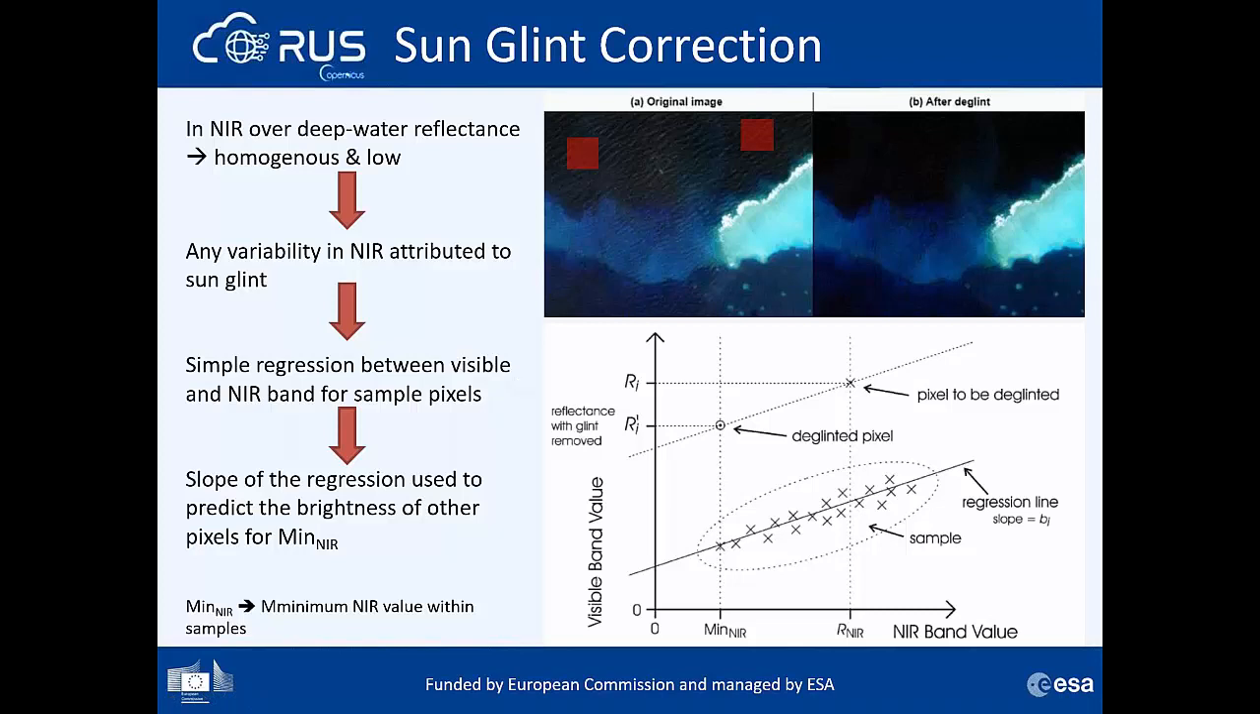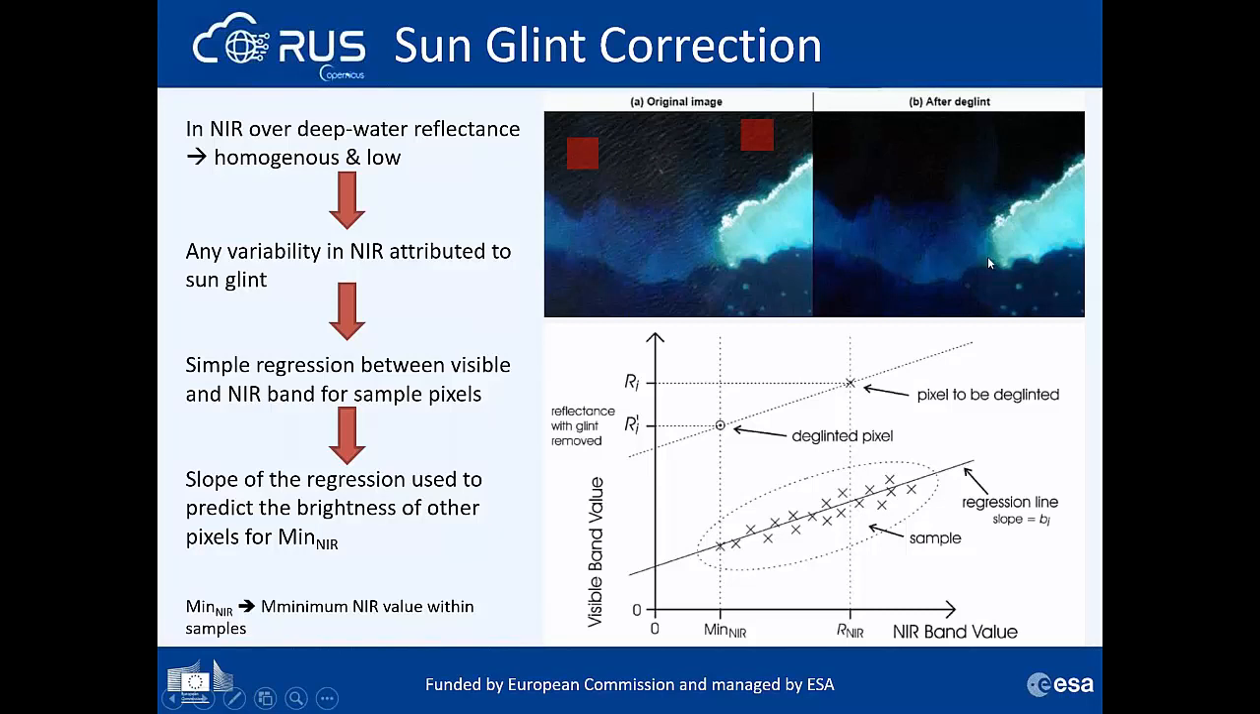And the slope of the regression is then used to predict the brightness of the other pixels in the image with respect to the minimum value within the samples. You can also set this minimum near-infrared value manually. However, by default, it is calculated as the lowest value present in the sampled areas.